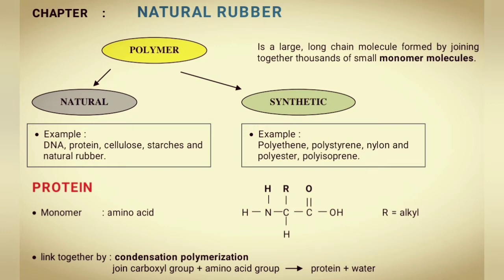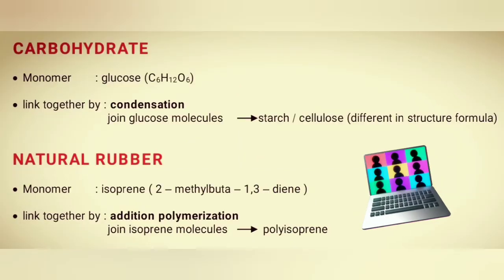Proteins. The monomers of proteins are the amino acids. Amino acids are linked together by condensation polymerization to form various protein polymers. The condensation reaction joins together the carboxyl group and amino group, and a molecule of water is eliminated. A peptide linkage is formed.